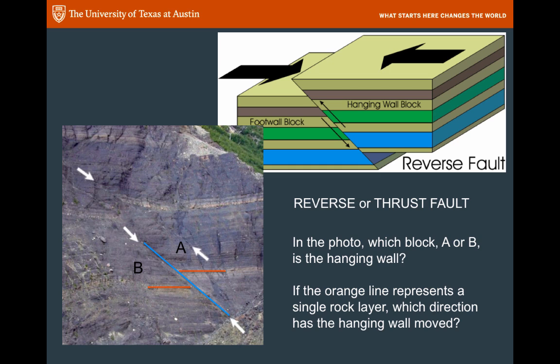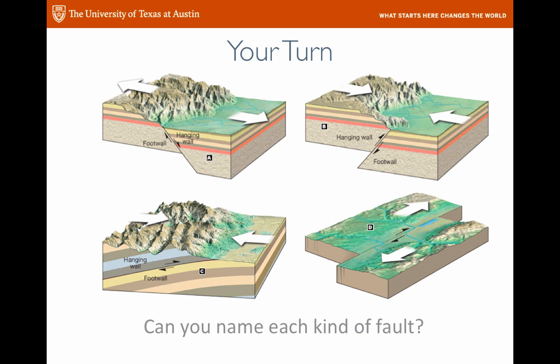Now sometimes reverse faults are called thrust faults, and the main difference really is semantics. Generally, geologists talk about thrust faults when the angle of the fault plane is quite low. So it's a reverse fault either way. The hanging wall is moving up, but if it's a very low angle fault, it's commonly called a thrust fault. So here you go, 4 types of faults.